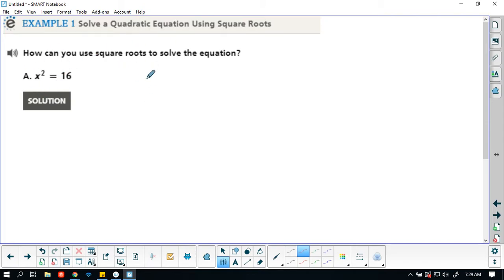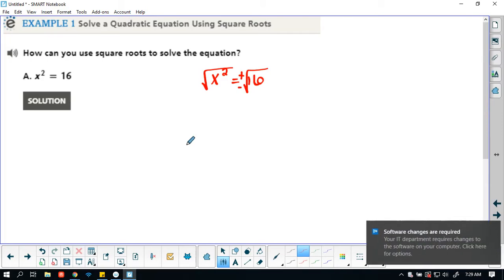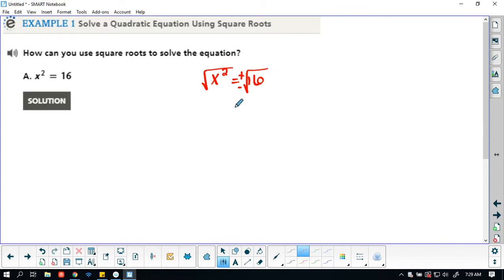In this, we have two ways of solving. We could do x squared equals 16, and we could take the square root of both sides. When we take the square root of both sides, you want to take the positive and negative, because remember that a negative squared will give you a positive value, and a positive squared will give you a positive value.